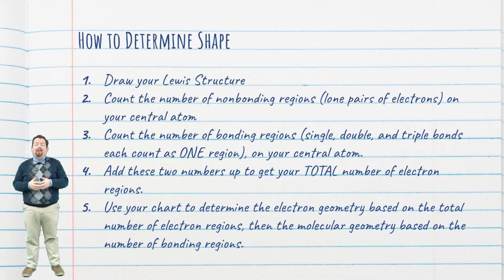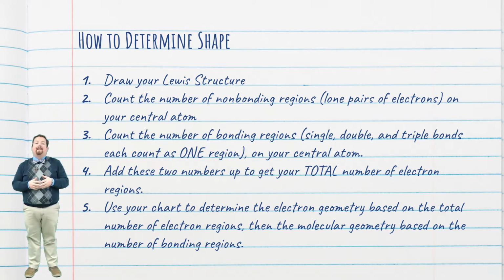So how do we find the shape? We get our Lewis structure taken care of, and then you need to count up the number of lone pairs of electrons that are on your central atom. Next, you need to count the number of bonding regions. You only count how many regions of bonds there are, not how many lines you drew. So single, double, and triple bonds, they all count each as one region. Add these two numbers up and it gives you your total number of electron regions. So the total number of regions that have electrons attached to that central atom. This number will determine the electron geometry of the molecule.